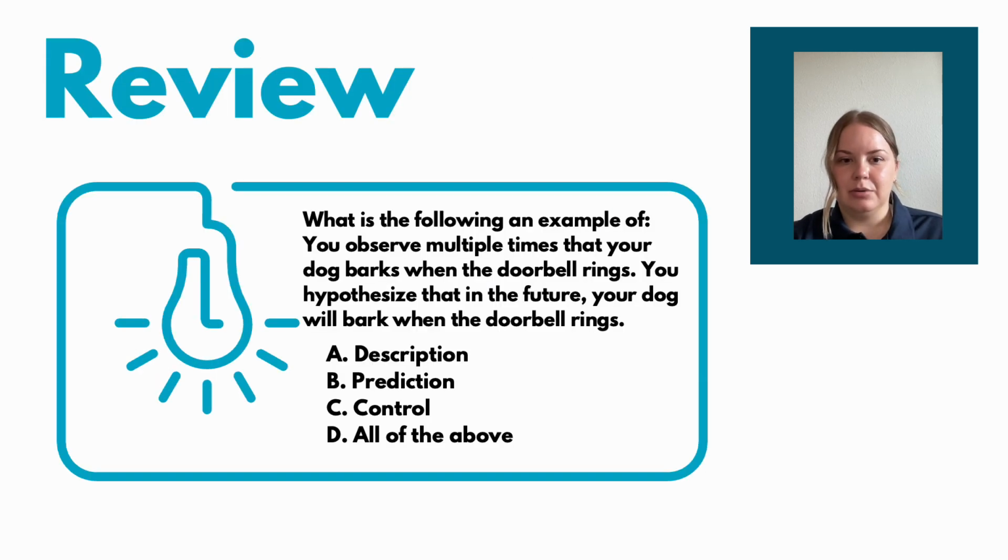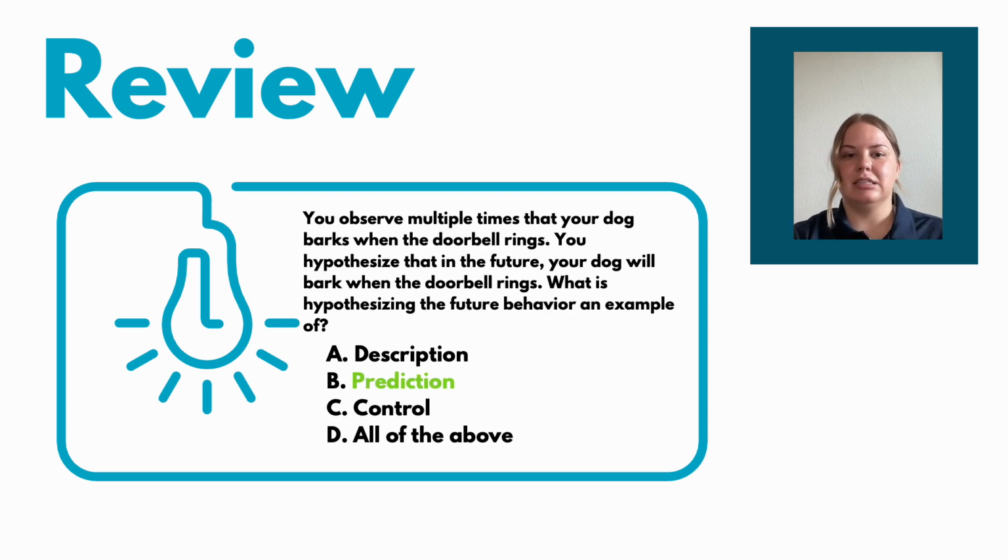Let's do a quick review. What is the following an example of? You observe multiple times that your dog barks when the doorbell rings. You hypothesize that in the future your dog will bark when the doorbell rings. Is this an example of A, description, B, prediction, C, control, or D, all of the above? You can take some time to think about this or pause the video if you need more time. The answer is, this is an example of prediction.